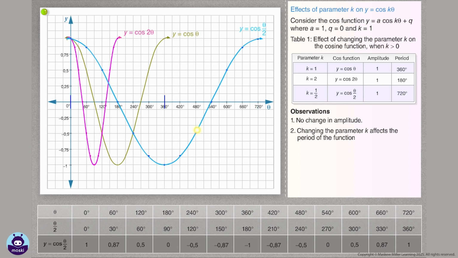However, the period of the function has changed. Observe that the period of the function y equals cos theta over 2 has in fact doubled when compared to the period of the function y equals cos theta.